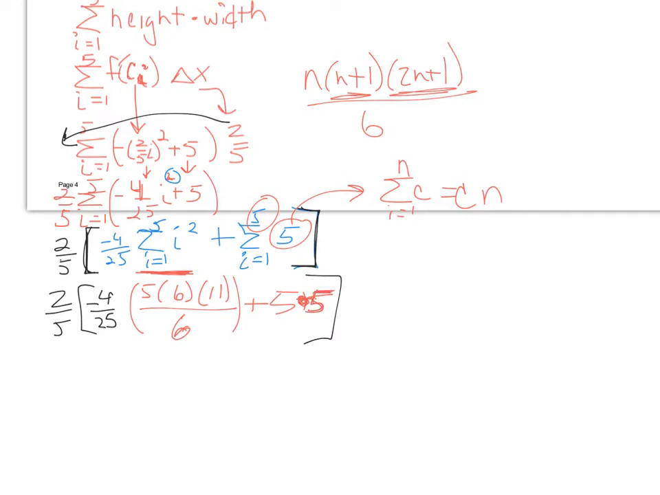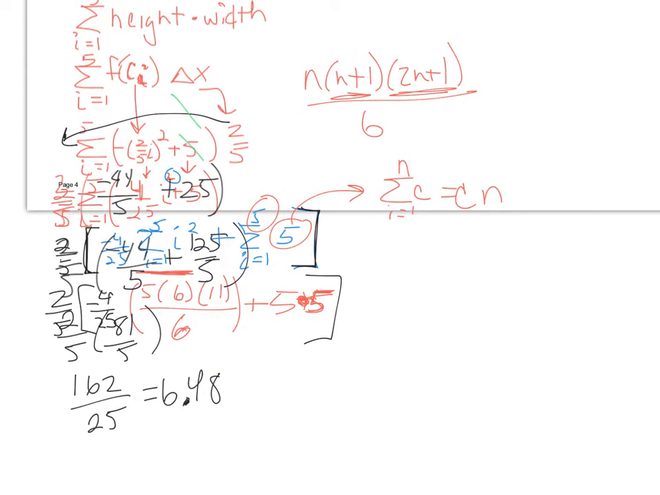So now I'm going to do the math. I'm going to pause it, and I'm going to let you try to do the math. And hopefully I'll show my steps, so they'll all be there when I'm done. That way you don't have to listen to me as I do every little arithmetic step. So you see I got 6.48, 162/25. And that's how you find the right-hand sum.